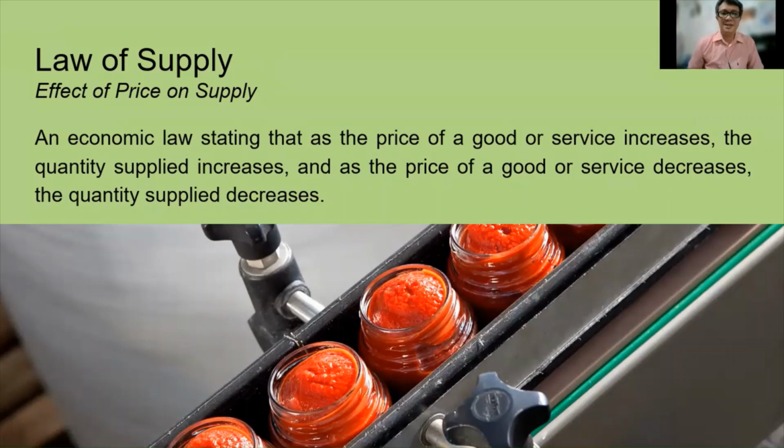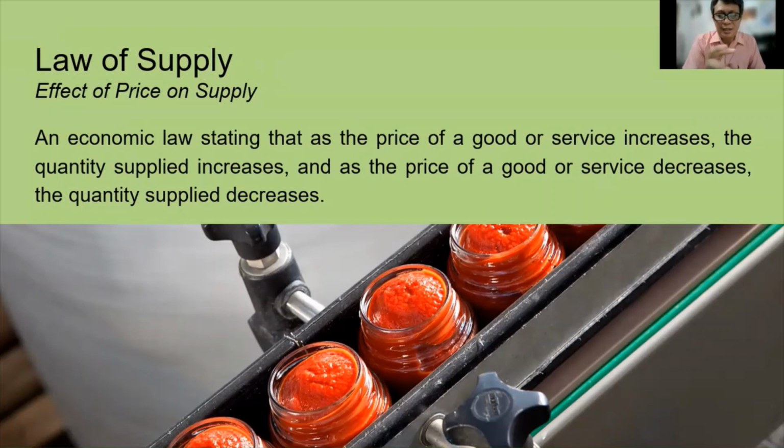Okay? So what we are seeing here is that there is a direct relationship between change in price and change in quantity supplied. Quantity supplied here is the willingness of producers to make something or sell something. So we are taking up the point of view of the supplier. The law of demand is from the point of view of the consumer or the buyer. This time, remember, it's from the point of view of the supplier.